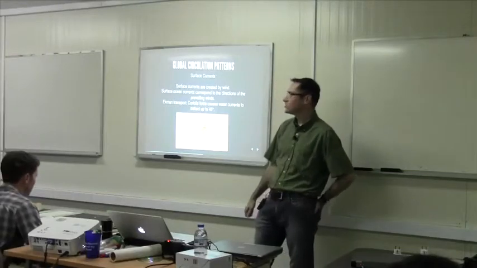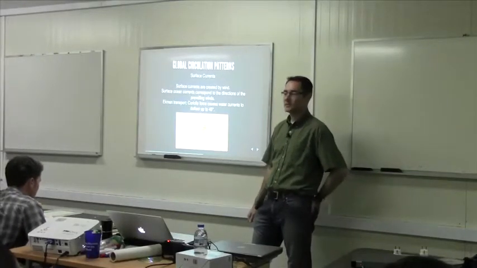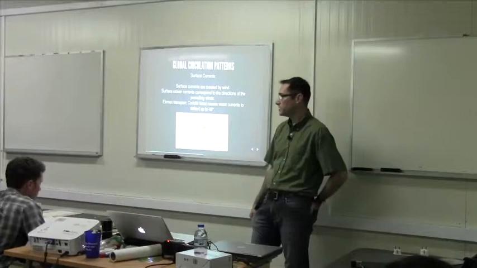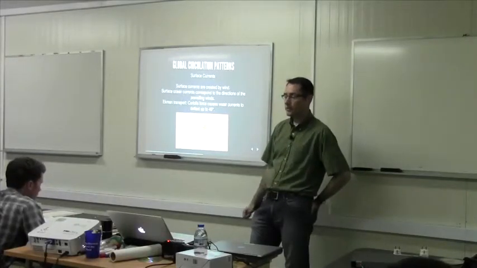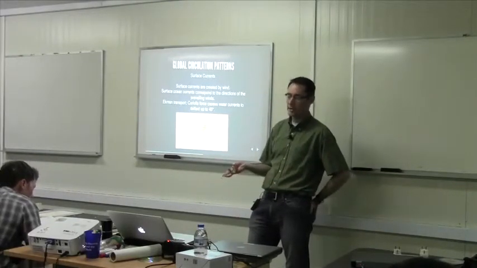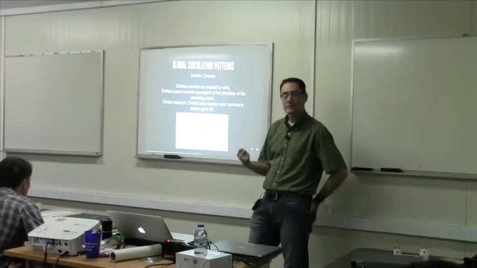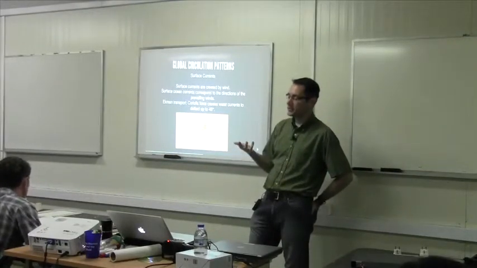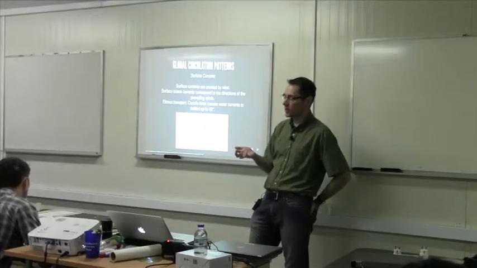First, we have surface currents. Most surface currents come just from wind, believe it or not. The direction the wind goes is generally the direction the currents are going to go. So the prevailing winds tend to give you the direction of the currents.